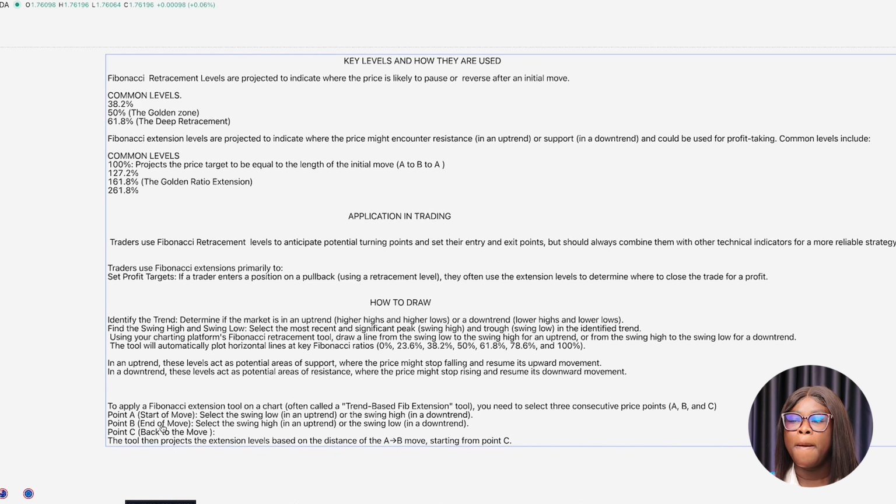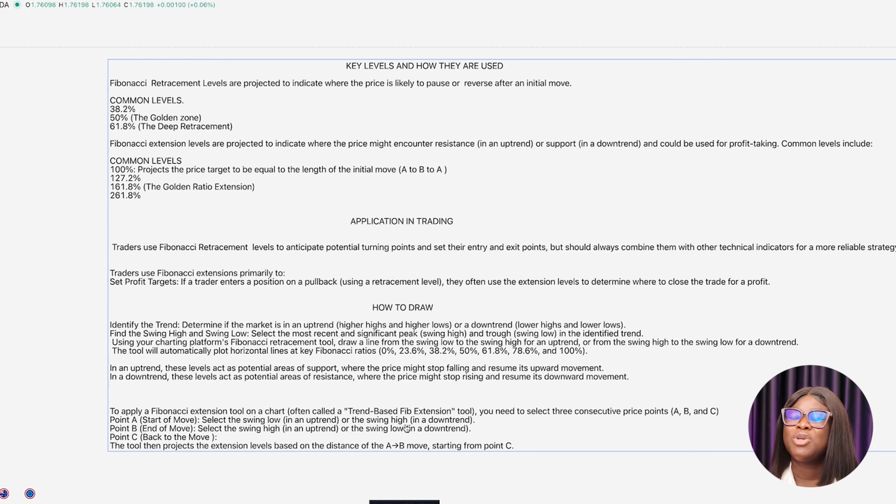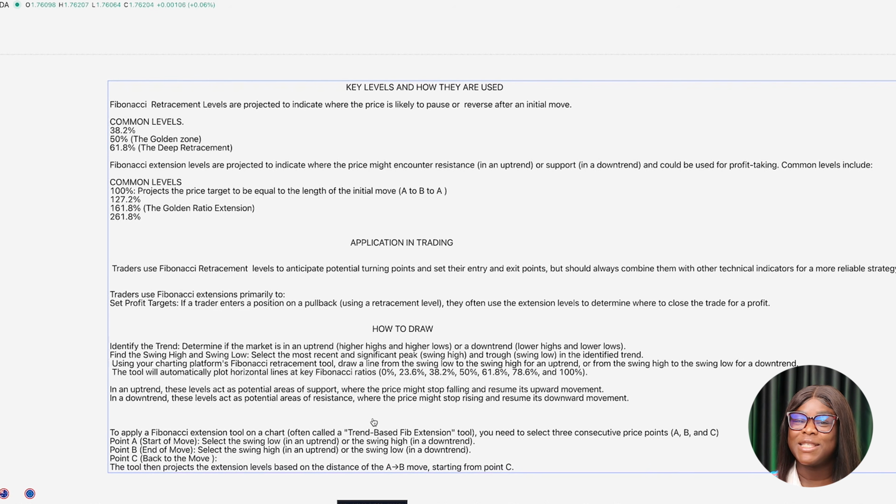Point C, back to the move. So point C will be you bringing the extension back to point A. The tool then projects the extension levels based on the distance of the A-B move, starting from C. We will do all that on the real chart and you will understand better. So without wasting time, let's move to the real chart. This is where we are going to feel how this is done.